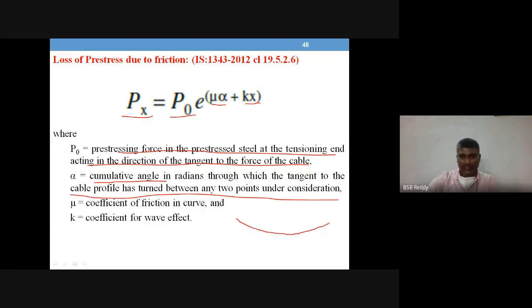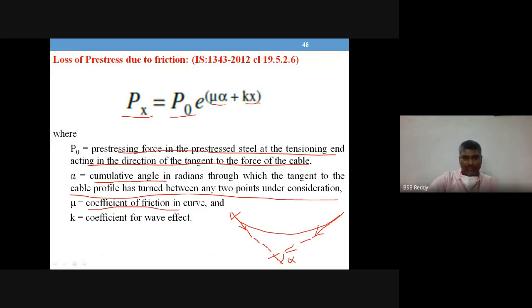For example, if this is a cable, say if this is the jacking end, and you want the total loss of pre-stress, then this is the location of the end of the cable. So if you extend this and draw a tangent, extend this line, the angle between these two lines is the alpha. That means the total rotation of this line as it proceeds through this line. So that is how you have to measure alpha.